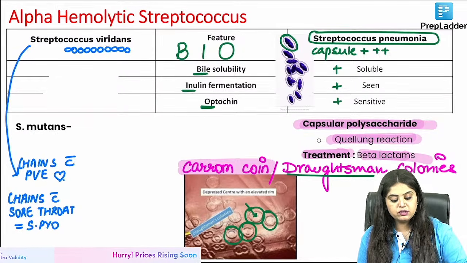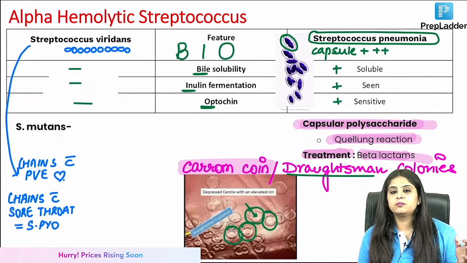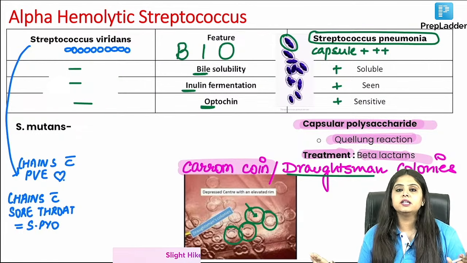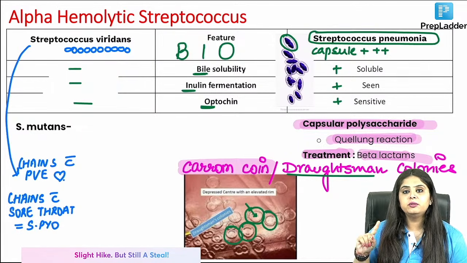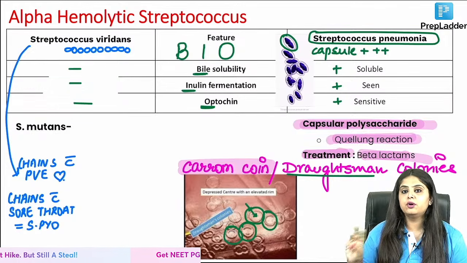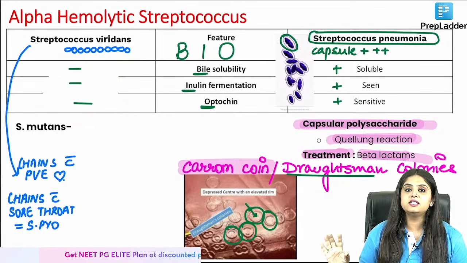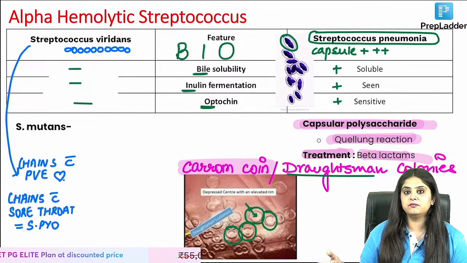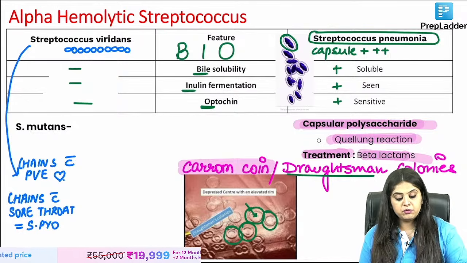Will I show optochin solubility, inulin fermentation, optochin sensitivity, bile solubility? Nothing. No bile solubility, no. Inulin fermentation, no. Optochin sensitivity, no. वो कहता है देखी जाएगी. I don't want to be buttering someone. So that is going to be Streptococcus viridans.